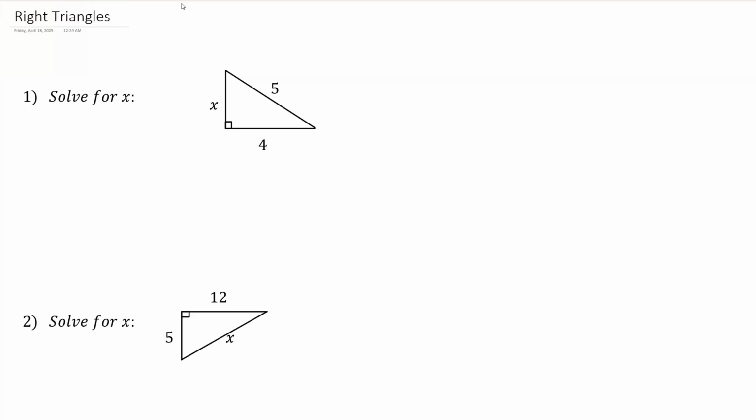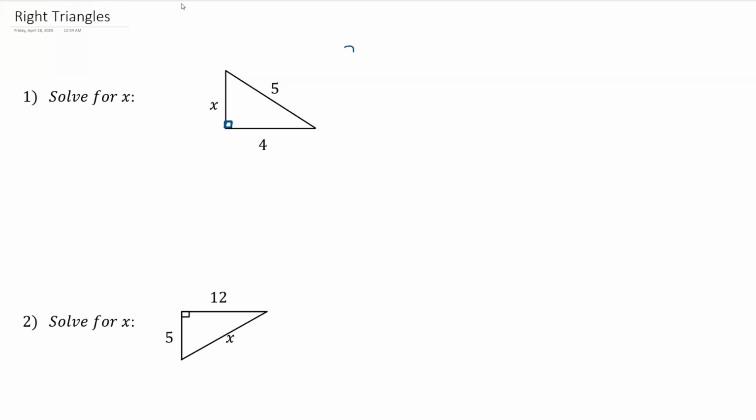Today's lecture is about right triangles. A right triangle is a triangle with a right angle, right? So here, this angle here is a right angle. We're only dealing with triangles that have a right angle. And if a triangle has a right angle, then we have some formula.